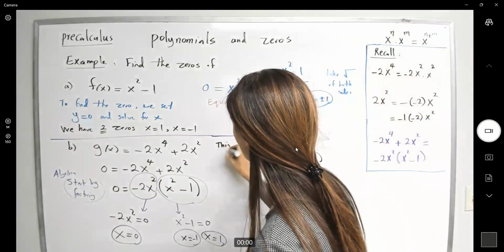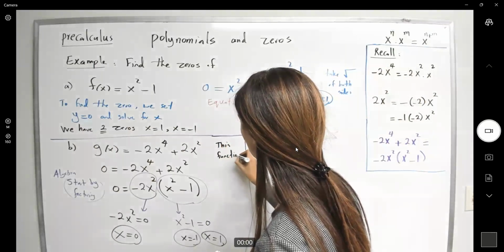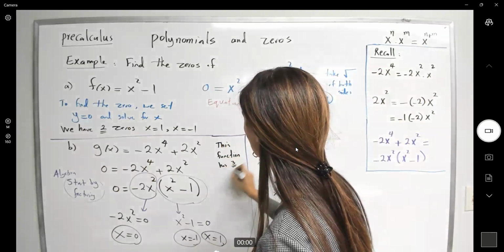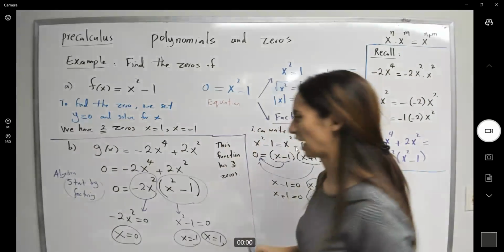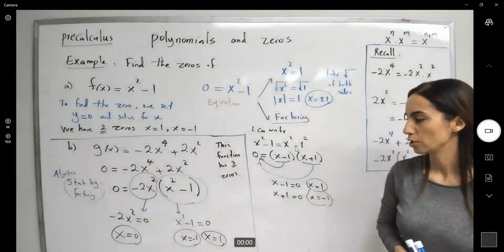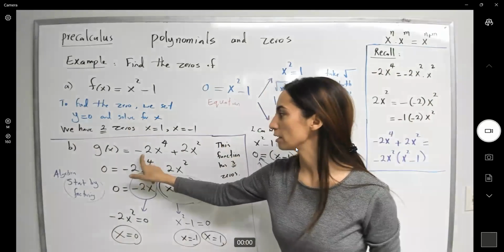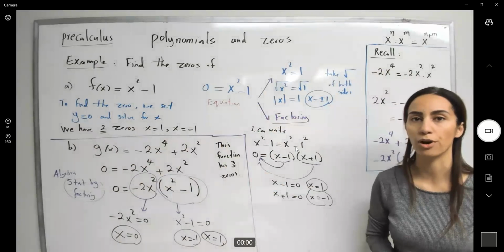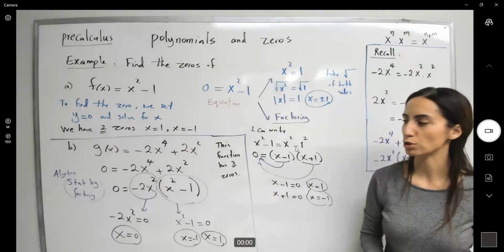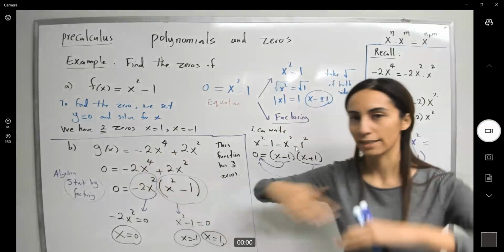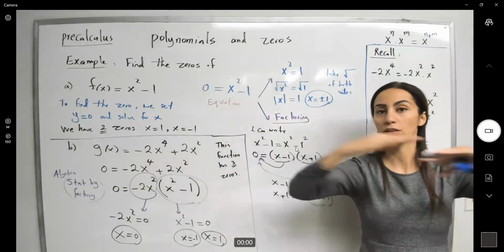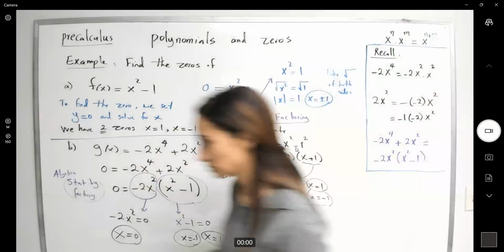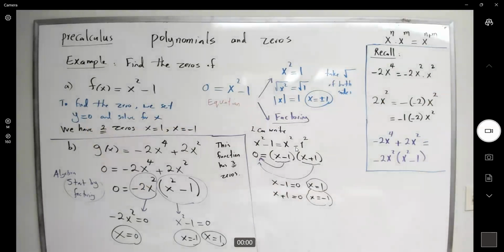This function has 3 zeros. Can I check this? Of course. You can plug this back into the function and check to see whether y becomes 0 or not. You can also use Desmos to graph this function and see the intersections with the horizontal line, the x-axis. Let us take a look at Desmos, then we go back to the board.